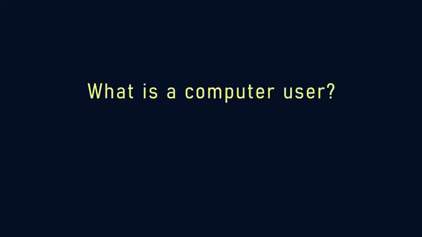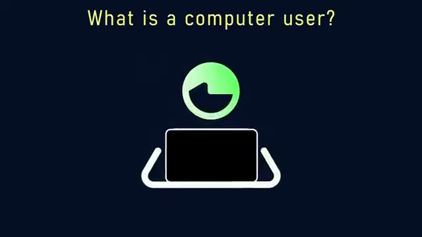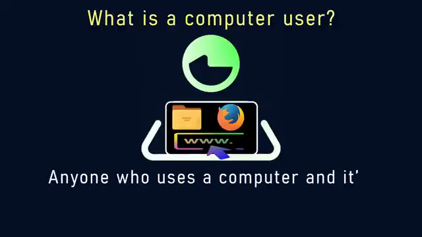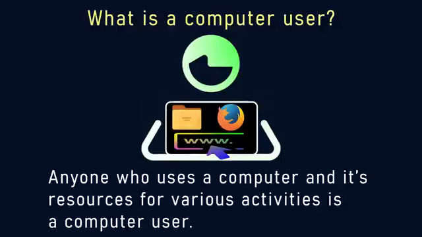So what is a computer user first? A computer user is essentially someone who interacts with a computer system and uses its resources to perform tasks. These tasks include accessing files, running programs, and utilizing all the other features the system offers. In short, anyone who uses a computer for various activities is considered a computer user.